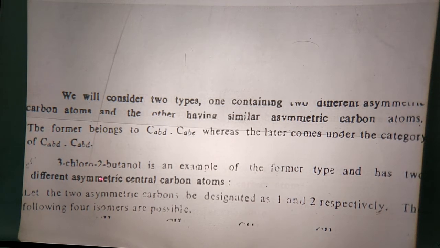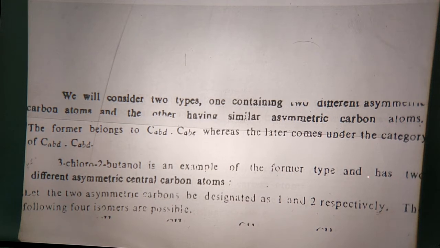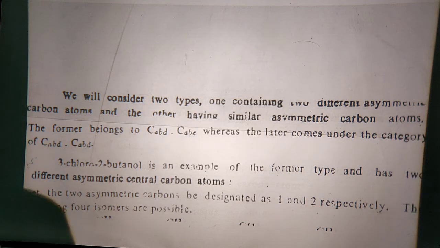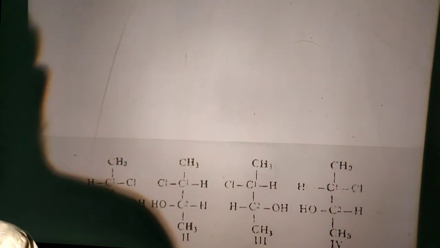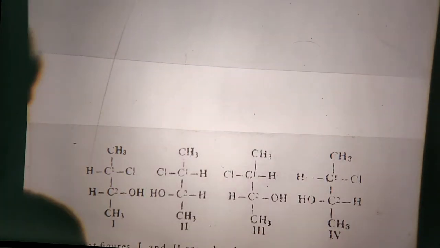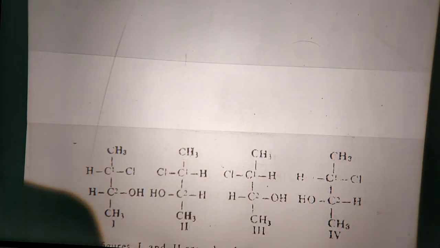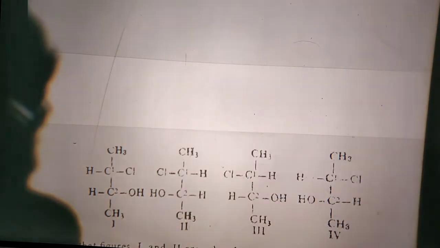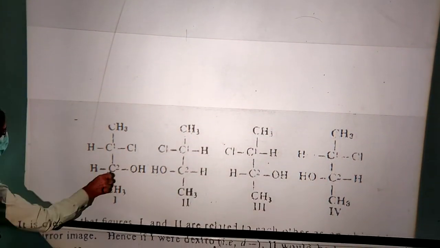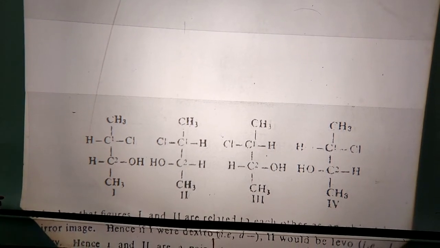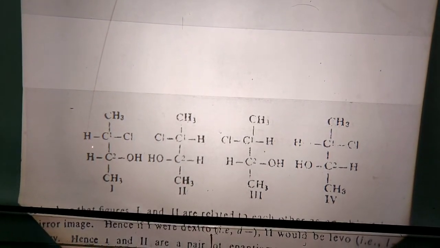Now, I can give you the example here. 3-chloro-2-butanol is an example of the former and has 2 different asymmetric central carbon atoms. Let the 2 asymmetric carbon atoms be designated 1 and 2 respectively. Now, you can see here, this is carbon number 1 and this is carbon number 2, as has been denoted. This is 1 and this is 2. Now you can see these are the two asymmetric carbon atoms.